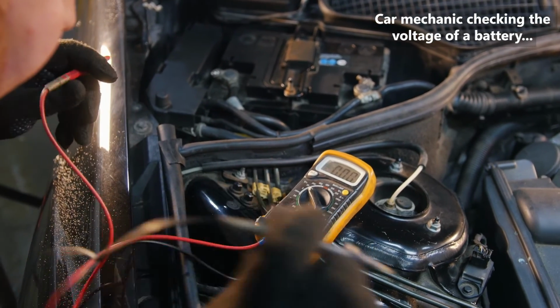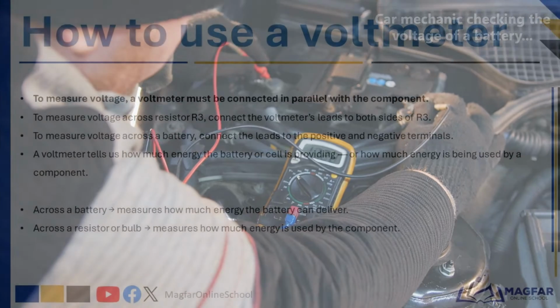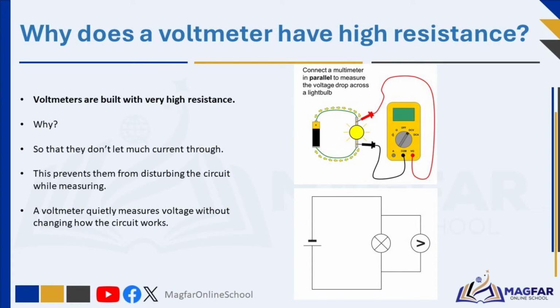When a voltmeter is connected in parallel with a cell or battery, we say that it is measuring the battery's capacity to deliver energy. This tells us how much electrical potential the battery can provide to push charges through the circuit. On the other hand, if a voltmeter is connected in parallel with a resistor or a light bulb, we say it is measuring the capacity of the cell or battery to cause current to flow through that component. It tells us how much energy is being used by the resistor or light bulb.